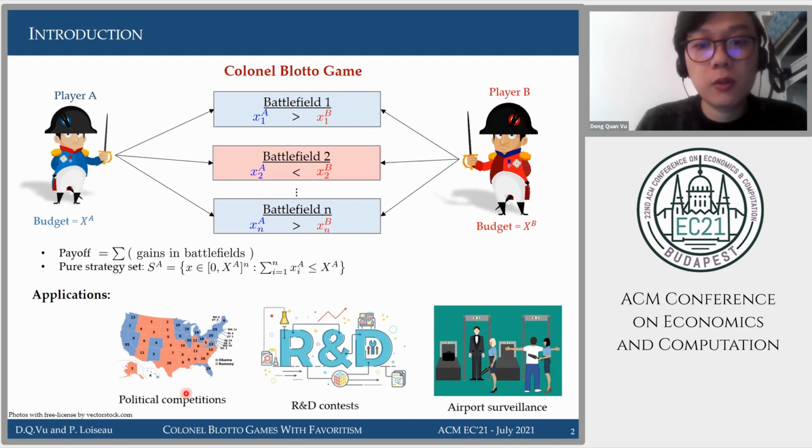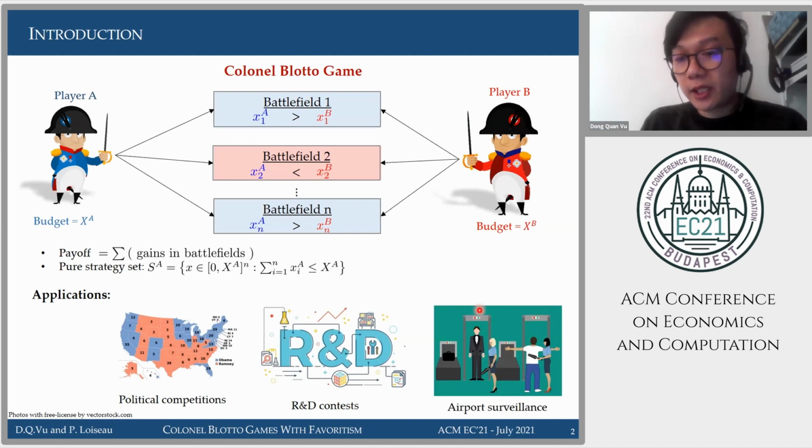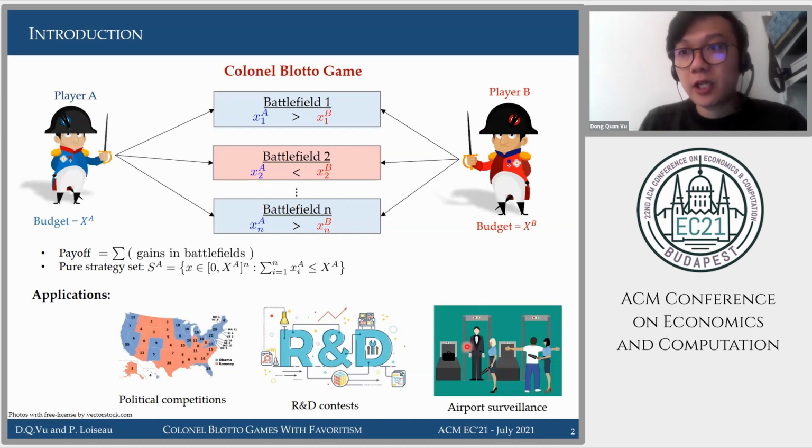For example, in political competition, the players are the political parties, and the battlefields are either the states or the voters. Another example that is mentioned in the literature is to model the R&D contest, where the players are the companies and the battlefields are the technologies or the products that the companies are competing to produce. Another example is in airport security, where the battlefields are the security targets and the players are the defenders and the attackers. So the basic scenarios of these applications can be well captured by this very simple model.